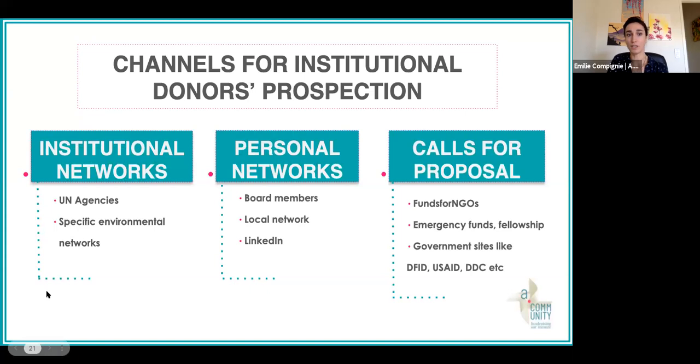You have the UN agencies as well for institutional networks. You may have specific environmental networks, whether local or international. Personal networks, we'll talk about: board members, local network, LinkedIn. And you have some websites where you can find calls for proposals. Maybe you've heard of funds for NGOs, emergency funds, or websites of some governments that are especially involved in environmental causes, or not that much, but they have large amounts of money and give for specific topics as well.